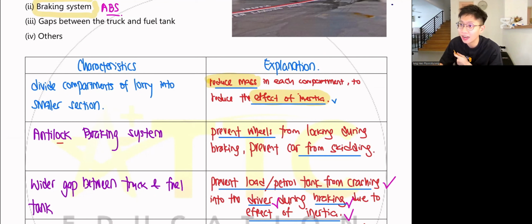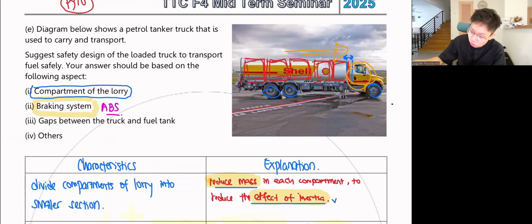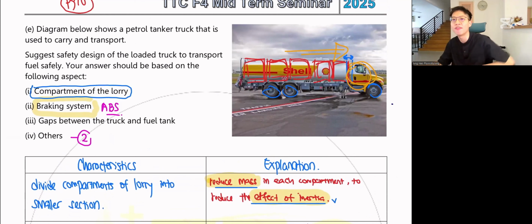Okay, boleh. Then the fourth part. Guys, what are the other two things that we can say? Come on, guys, the last part already. A lorry must have what? Extra. Very obvious one. You look at this picture, guys. It's very, very obvious.